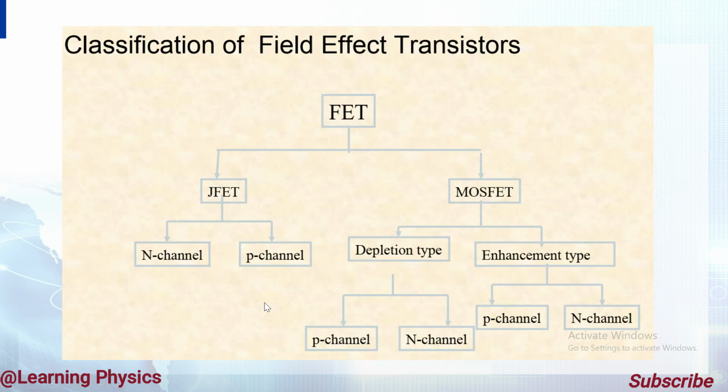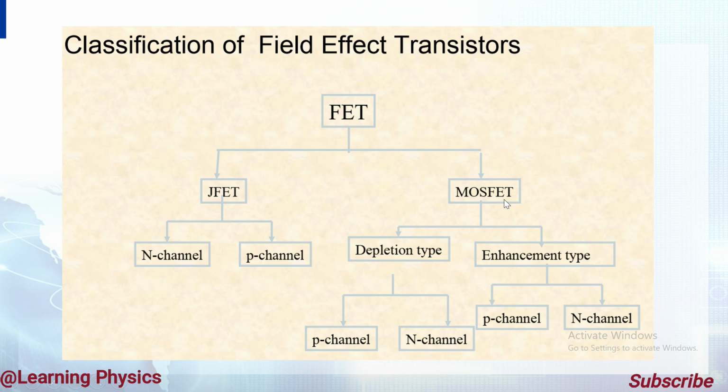And this is the chart which tells about the classification of field effect transistor. This is the main FET and it has two main types, which are JFET, junction field effect transistor, and MOSFET, metal oxide semiconductor field effect transistor. JFET has two types, which are N channel, in which electrons take part in conduction, and P channel, in which holes take part in conduction.